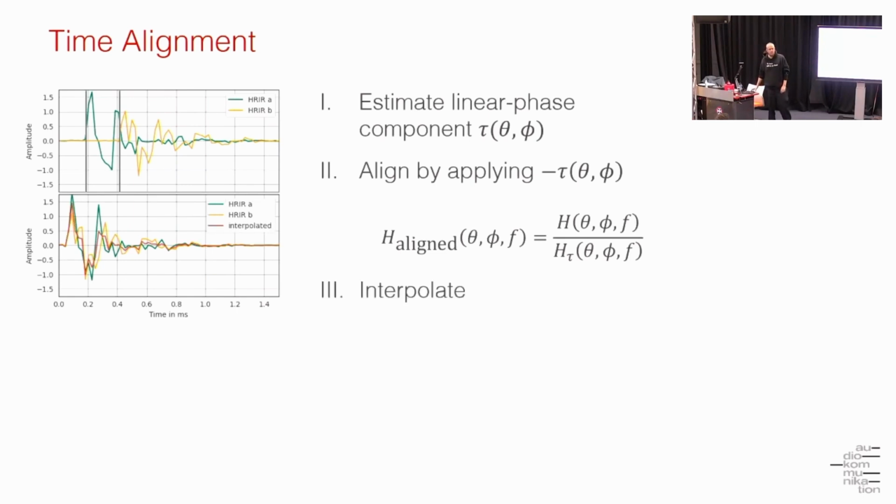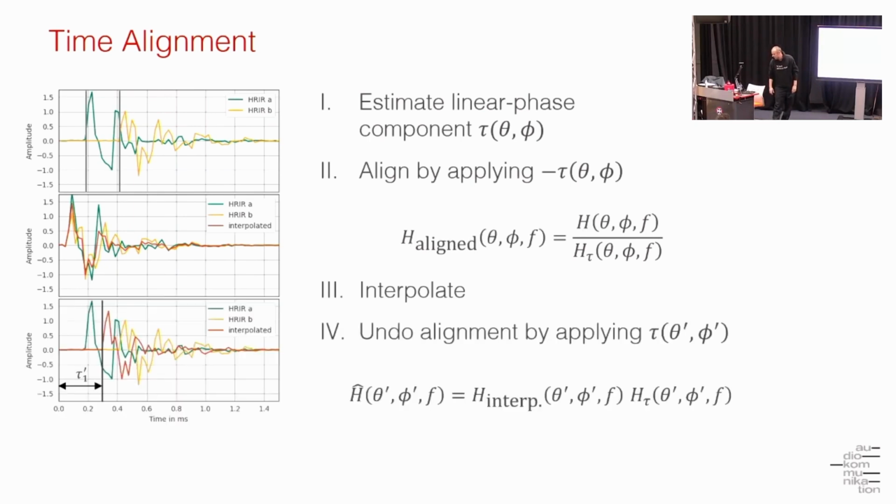We then interpolate, for example, using natural neighbor or spherical harmonics interpolation. And in the last step, undo the alignment, and we can think of this as a spectral multiplication of the interpolated HRTFs with the delay transfer function evaluated at the source position we are interpolating to.